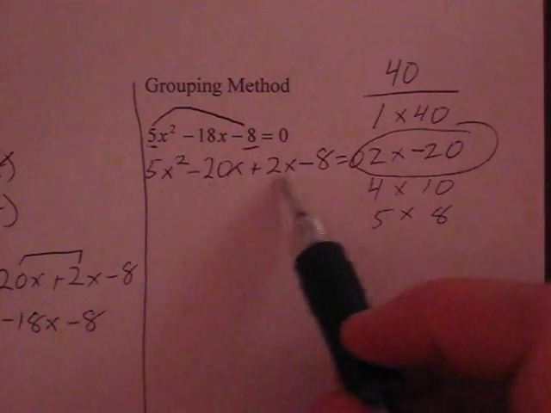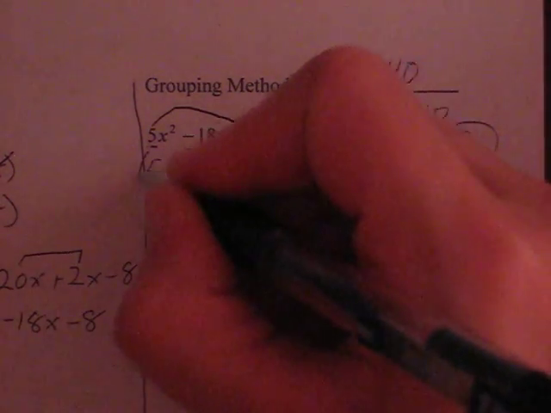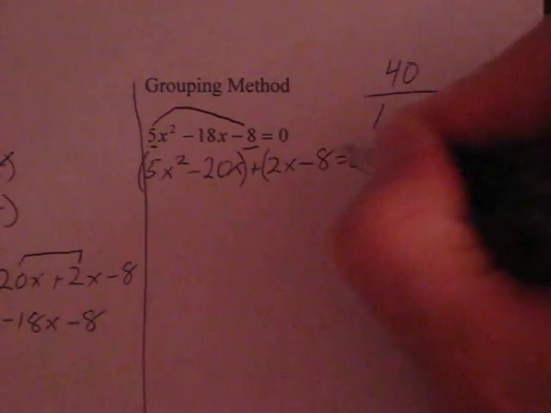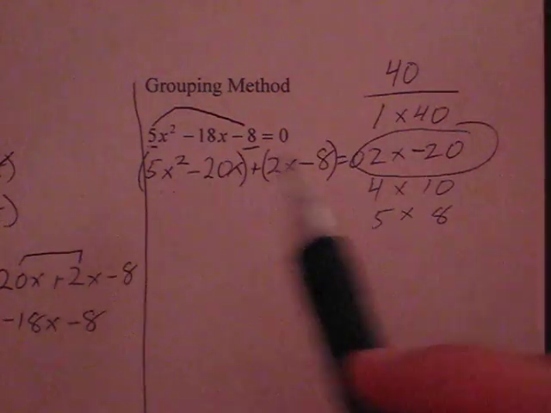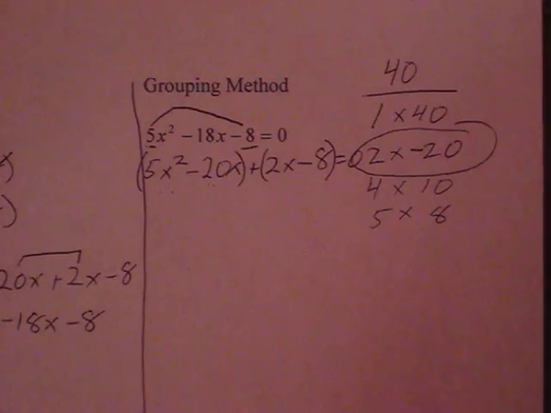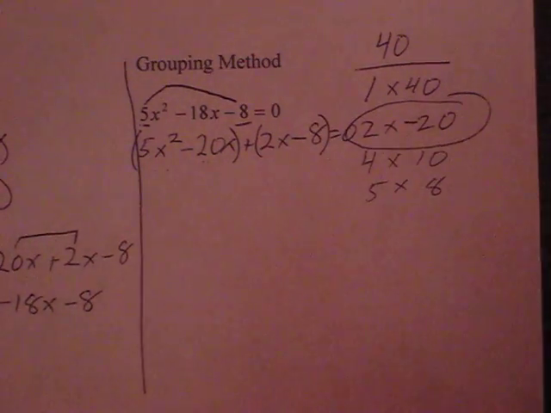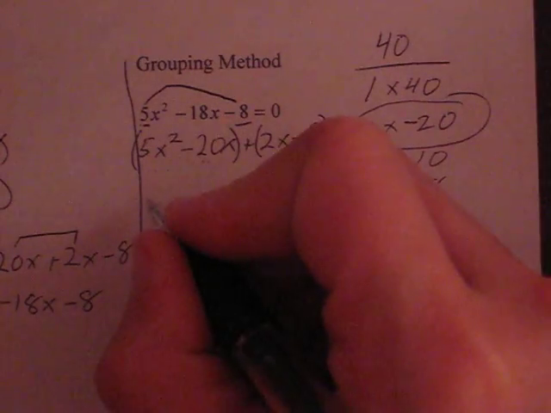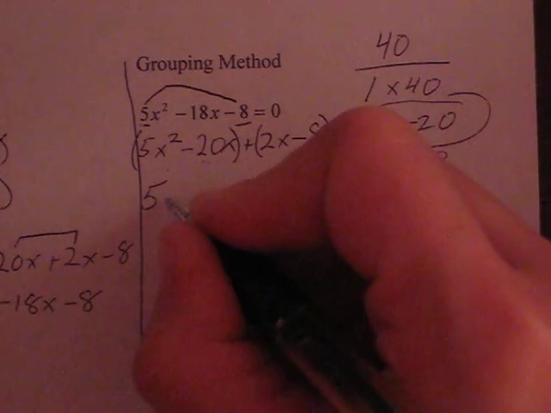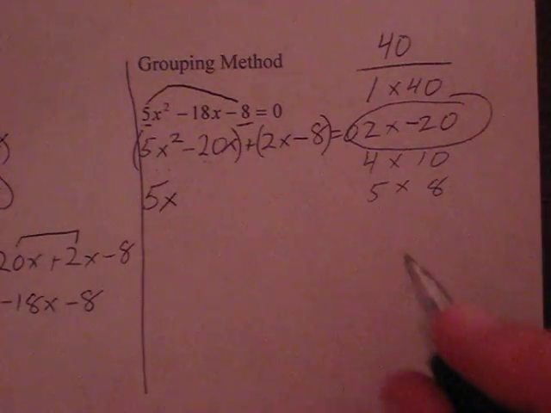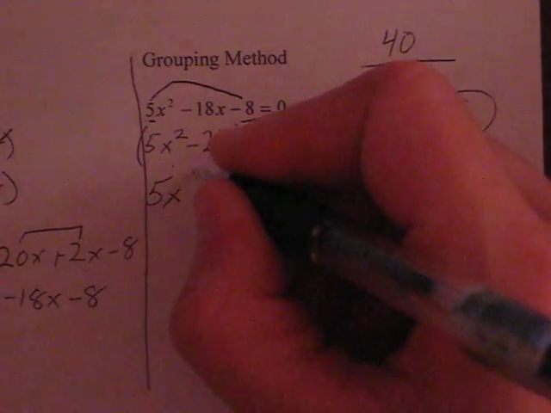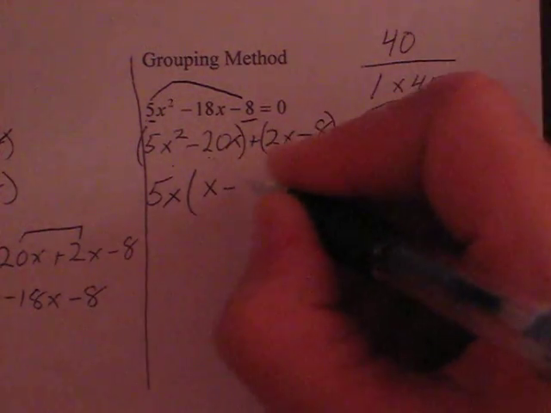Now, since I have 4 terms here, anytime I have 4 terms, I'm going to try to factor by grouping. So I group the first 2 terms and the last 2 terms together, and then I look for a greatest common factor. The numerical greatest common factor in these two is 5, and then I also have a variable of x in both terms. So I'm going to factor that out, and what I have left is x minus 4.